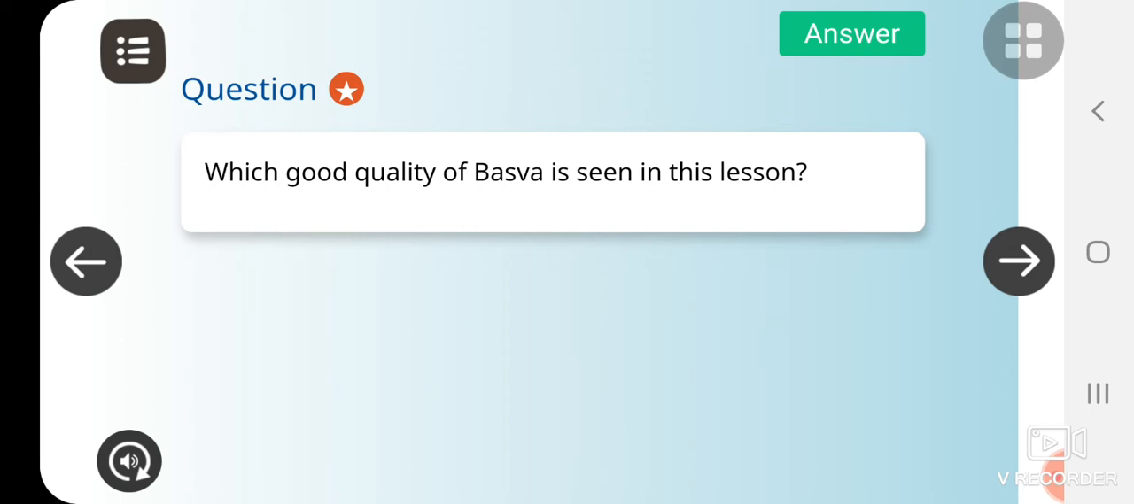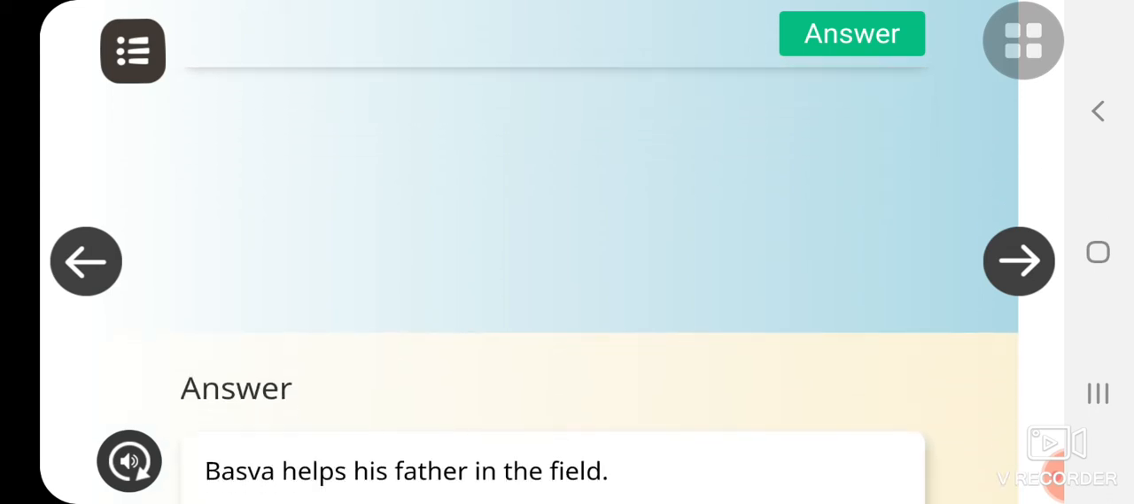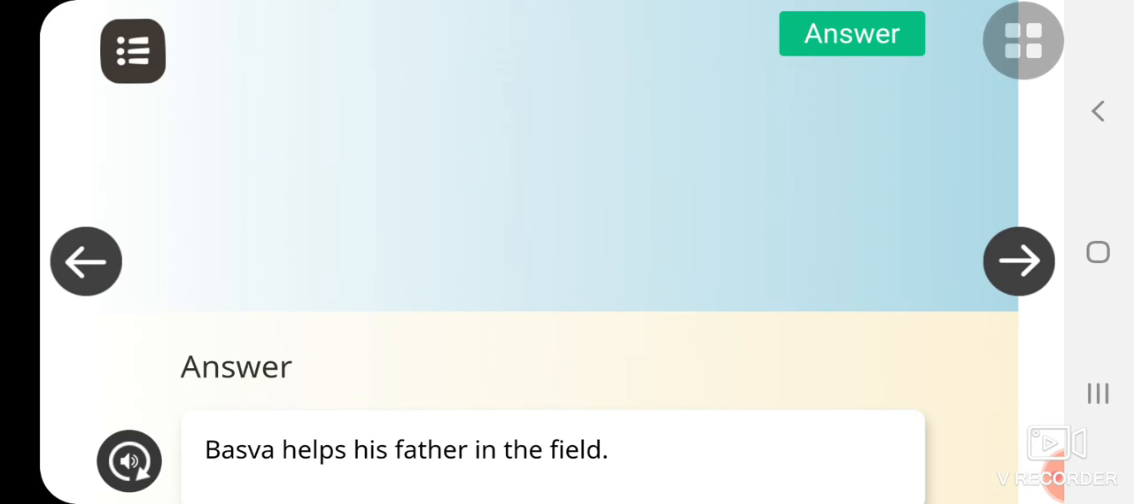Which good quality of Baswa is seen in this lesson? Baswa helps his father in the field. Hope children, you all also help your parents at home in their work. You should help your parents in small household work.